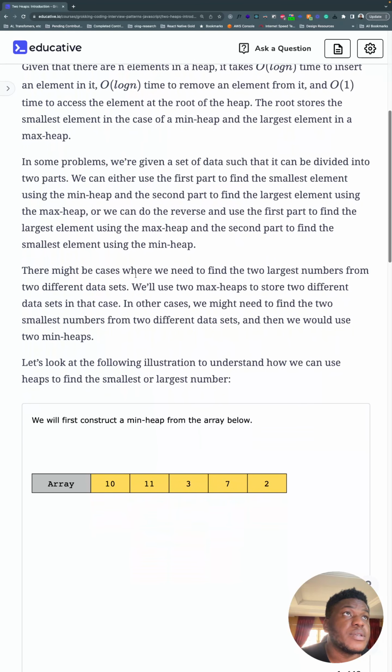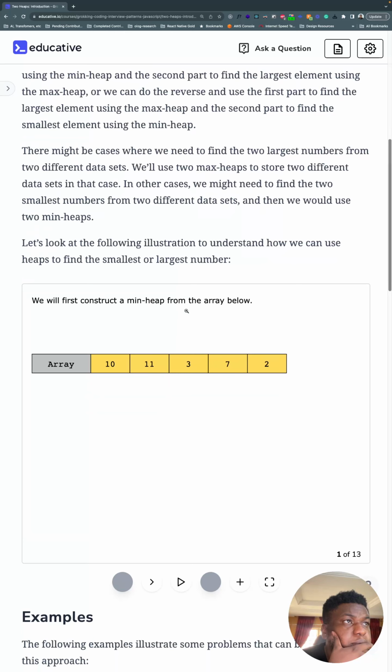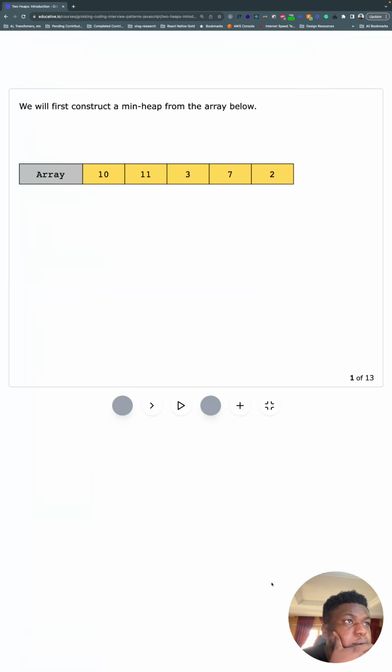So the minimum heap keeps the smallest value at the root, while the maximum keeps the largest value at the root. And in some problems, you find these facts useful. They help you speed up quite a few things. So we'll construct a minimum heap from the array below. It might help us visualize it.